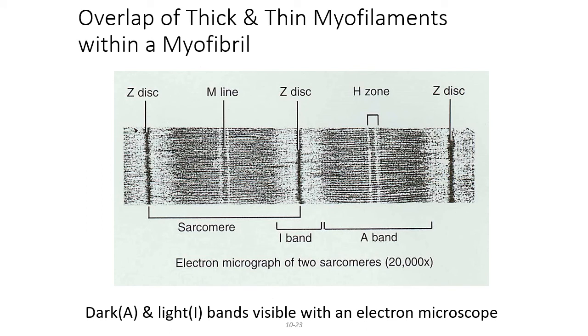Electron micrograph showing those same I band, A band, H zone within the cells themselves. And then the dark line in the center is our M line. We can see the Z discs there within them as well. And that gives us that dark and light and dark and light and dark and light appearance of skeletal muscle.